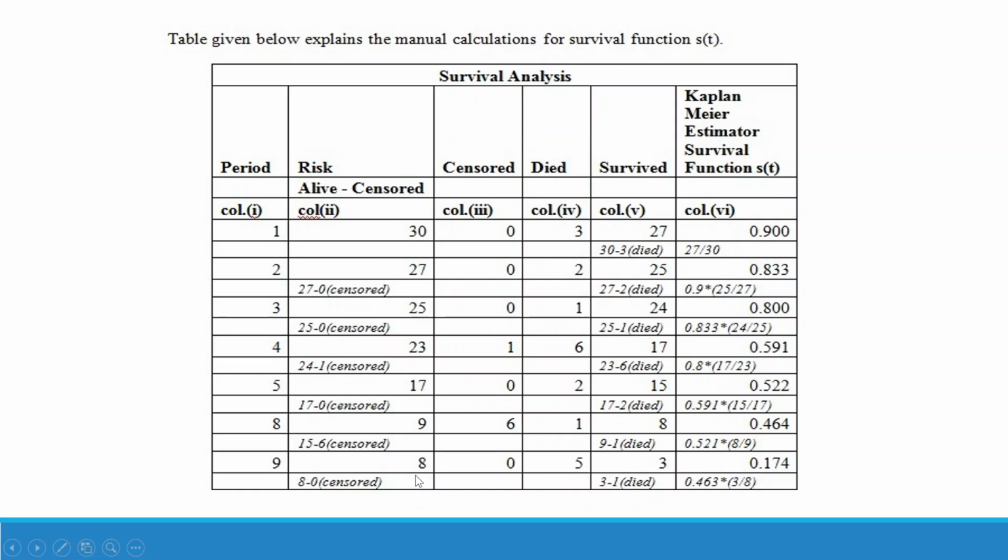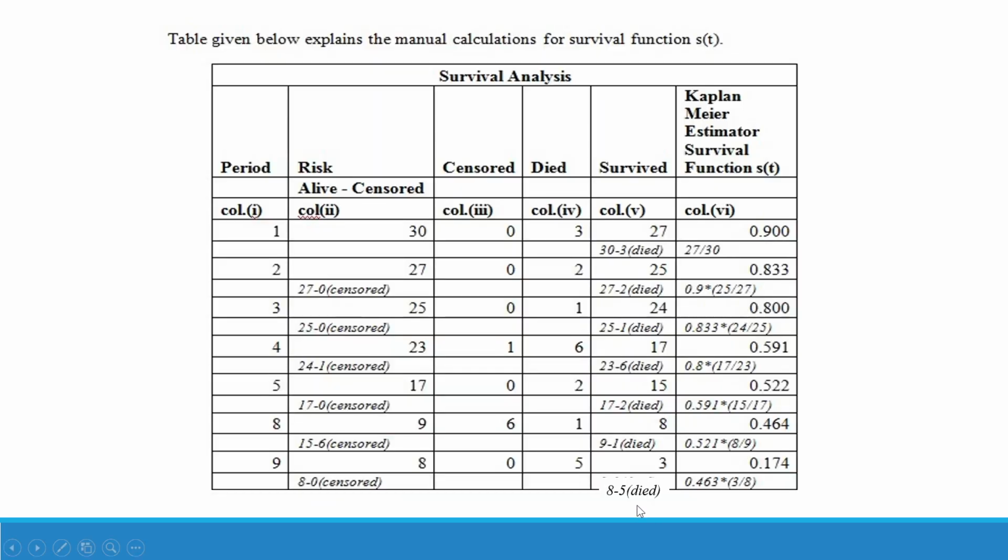In the last period, let's talk about the last period. Nobody dropped out of the study. 5 died. So 8 were alive, 8 minus 5 is 3. And we will take 3 divided by 8.